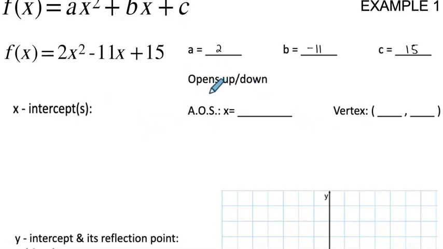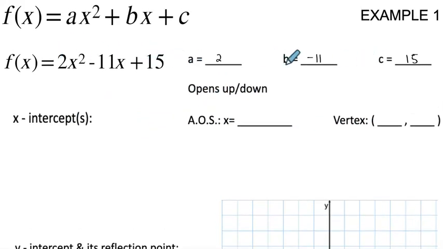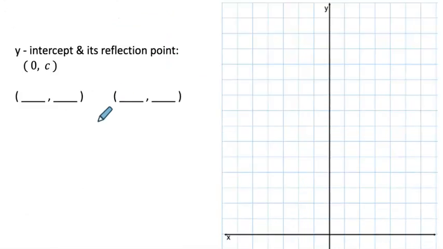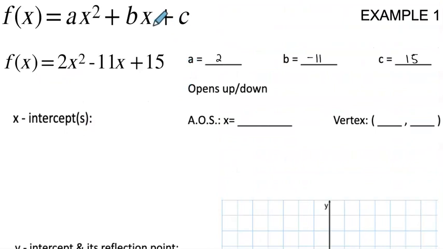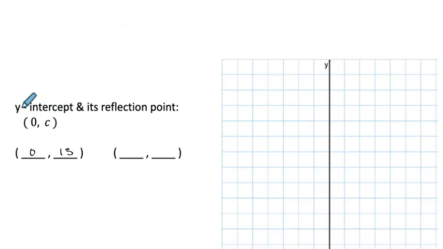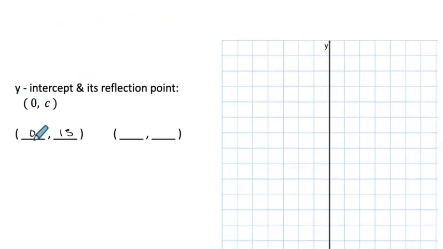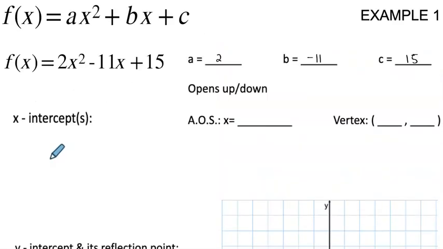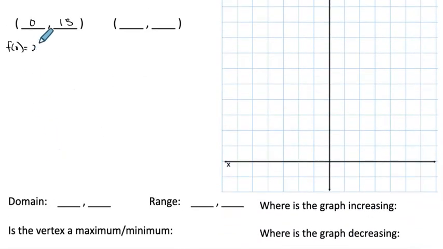Okay, so let's get some easy ones out of the way. So the c value, in this case the plus 15, is also your y-intercept. So 0, 15. So that's what you get from standard form, right? Because the y-intercept is when x is 0. So if I plug in 0 to my function, f of 0 equals 2 times 0 squared minus 11 times 0 plus 15. Well, this goes to 0, this goes to 0, and you're just left with f of 0 equals 15.